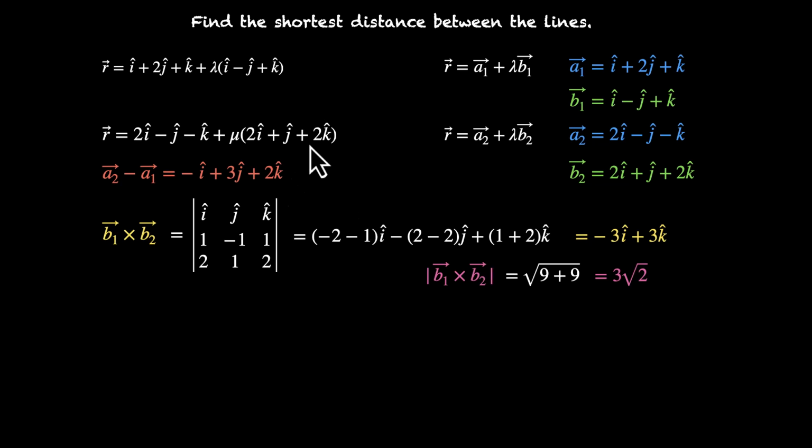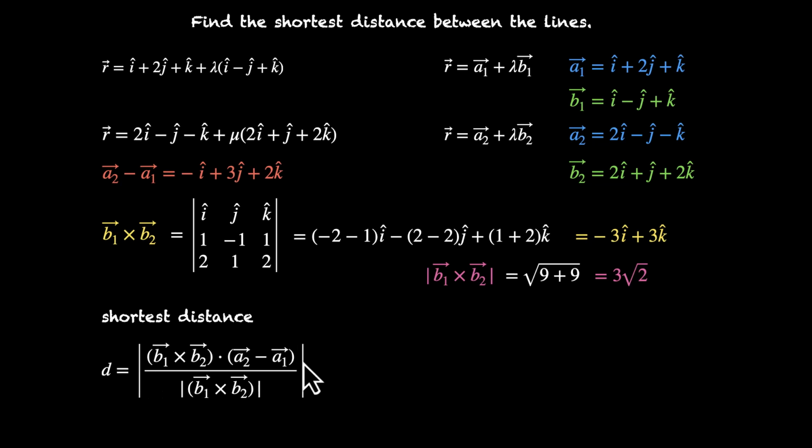Alright, now we're ready to plug in the values. The shortest distance between these two lines is equal to mod of b1 cross b2 dot a2 minus a1, so the dot product of this and this, divided by mod of b1 cross b2, which means divided by 3 root 2. So let's take the dot product. We have minus 3 times minus 3, that's 3. And then we have 3 times 2, that's 6. So 3 plus 6 divided by 3 root 2, mod of it, that's 9 by 3 root 2. That's going to be 3 divided by root 2, or if we simplify it, that's 3 root 2 by 2. So this is the distance between these two lines.